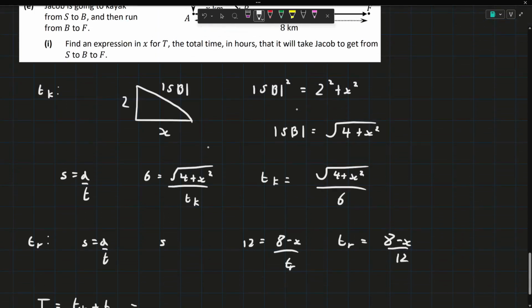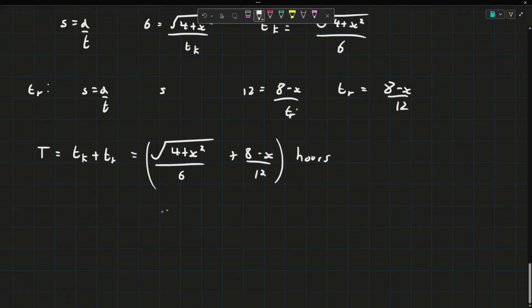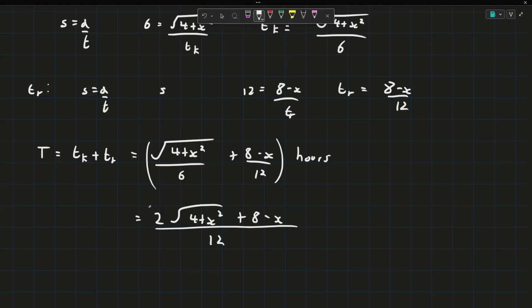So if we take T(k), that's going to be root 4 plus x squared all over 6, plus 8 minus x over 12, and this time is in hours. If you want, you can combine this into one fraction. If we multiply the top and bottom of this fraction by 2, that would give us 2 root 4 plus x squared, and that's over 12. So we can combine these together, plus 8 minus x, all over 12. But they don't ask you to write it in a certain way, so either way is fine.